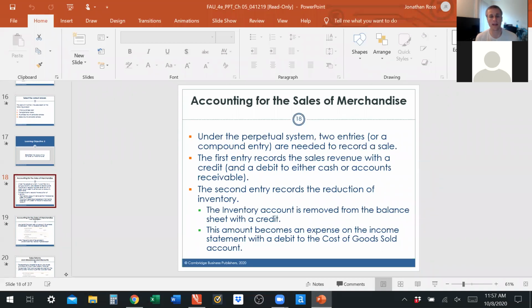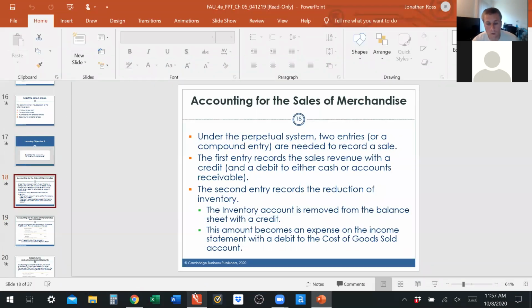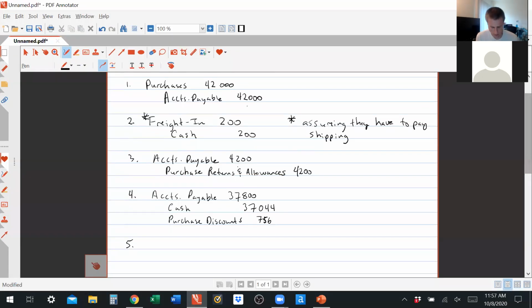So now we have these 180 cameras and we've paid for them. We have a question. Can you explain where the 37,800 comes from again? Sure, Ariel. Originally, we received 200 cameras from our supplier and we owed them $42,000. Accounts payable was originally $42,000.